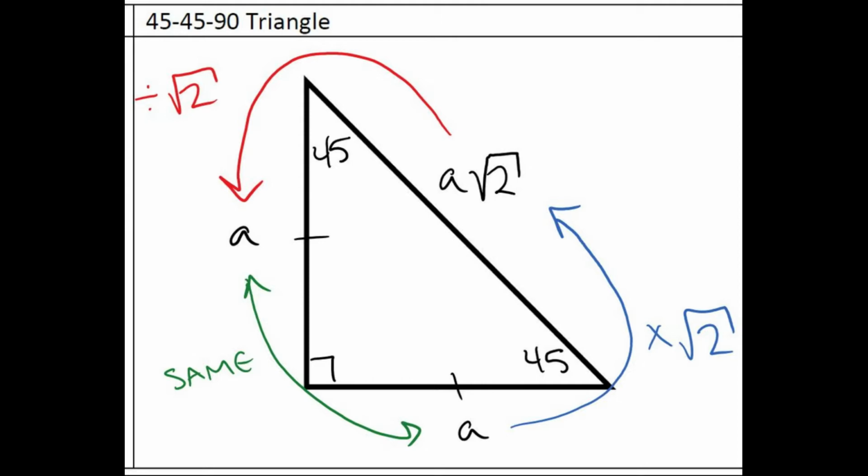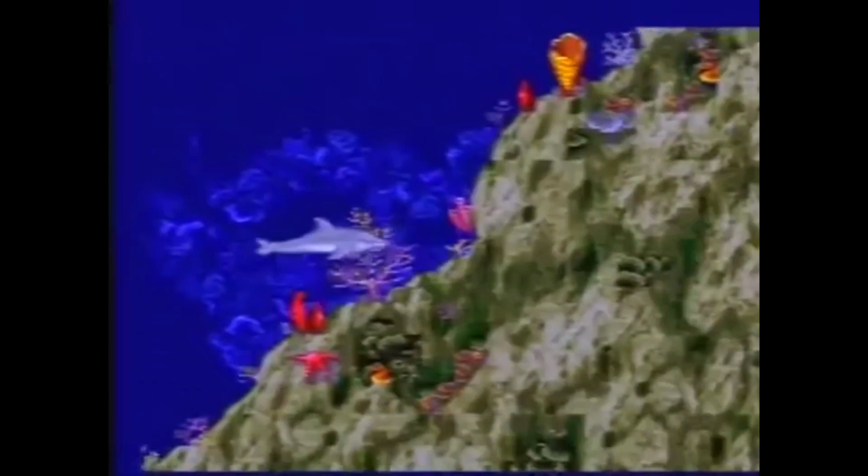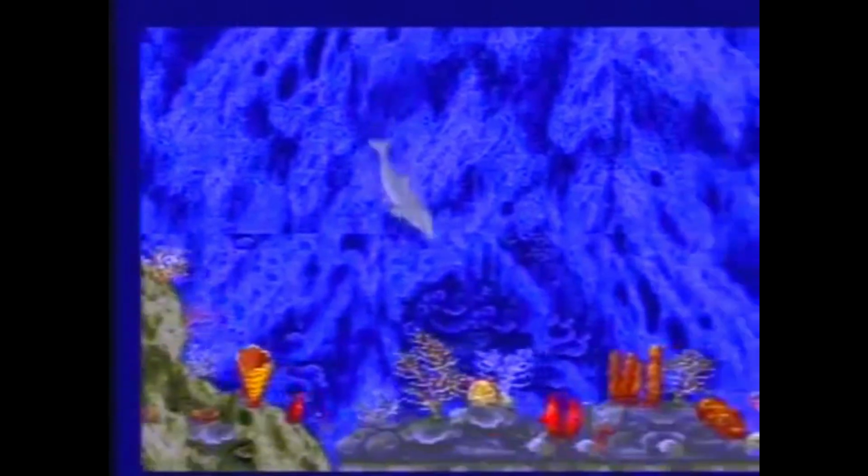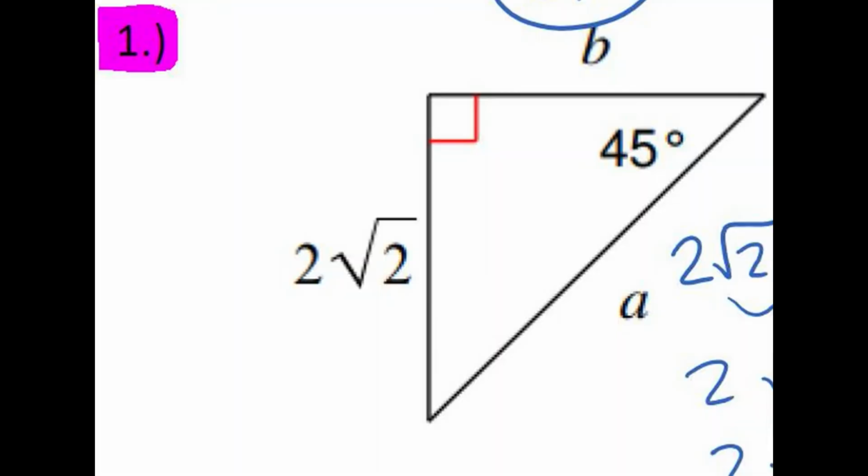So copy down those notes on your paper so that you have them, and then everything on the whole worksheet just kind of follows that. So first one, let's talk about number 1. In number 1, we have a 45, 45, 90 triangle, and what we're going to be doing is using one of the legs to find the rest of it.